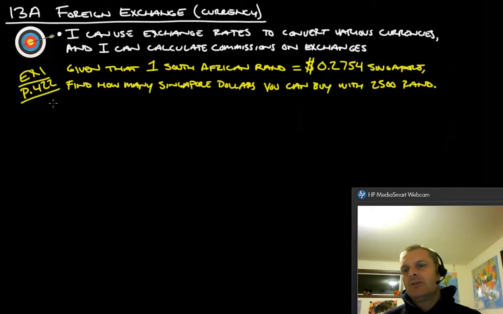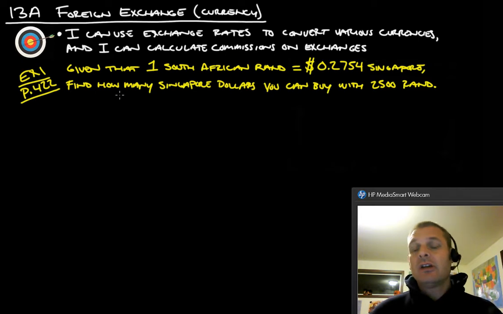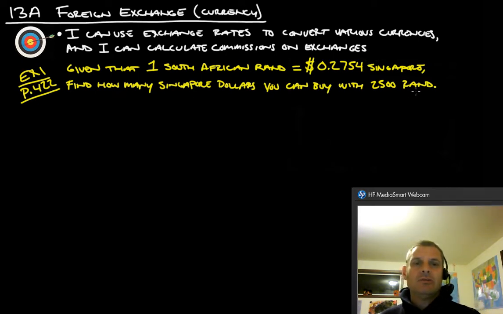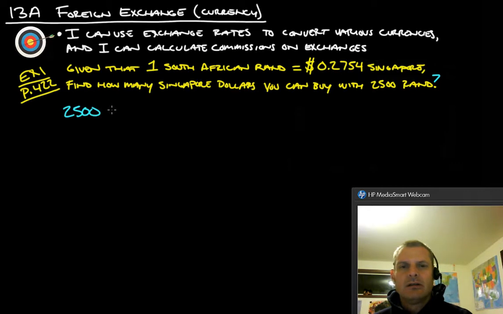Example 1 from page 422 says, given that 1 South African Rand equals 0.2754 Singapore dollars, how many Singapore dollars can you buy with 2,500 Rand? So we start with 2,500 Rand, let's just call that 2,500 R. And we know that 1 South African Rand equals 0.2754 Singapore dollars.